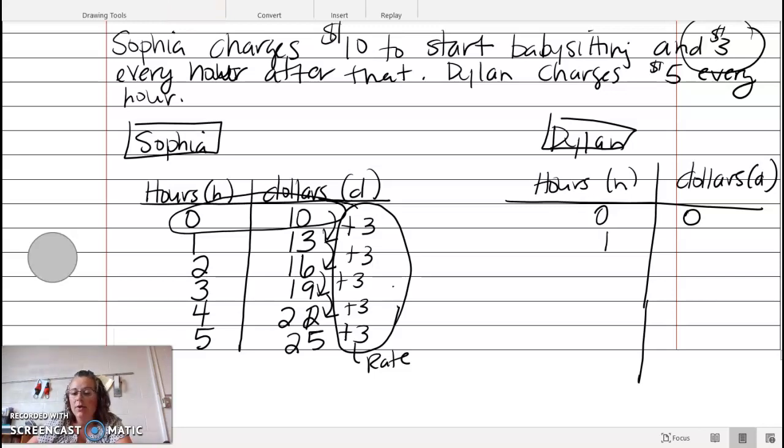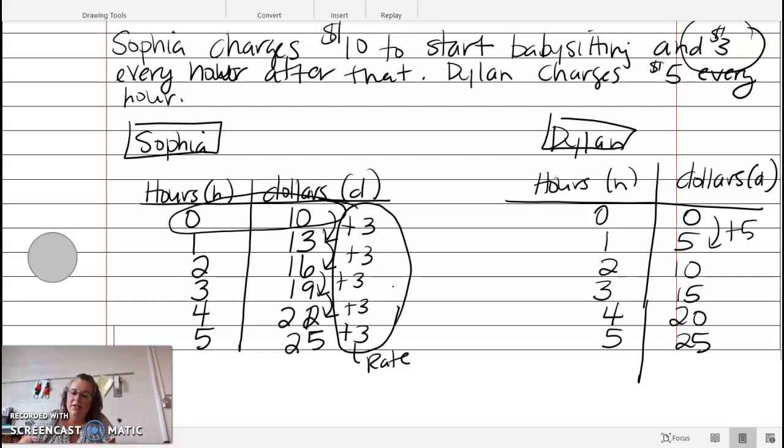All right, 1 hour, he had $5. 2 hours, 10. 3 hours, 15. 4 hours, 20. 5 hours, 25. And we can see in his table every single time he's increasing by 5. Plus 5 gives me 10. Plus 5 gives me 15. Plus 5 gives me 20. Plus 5 gives me 25. If I wanted the next one, I'd have to add 5 more, which would put me at 30.